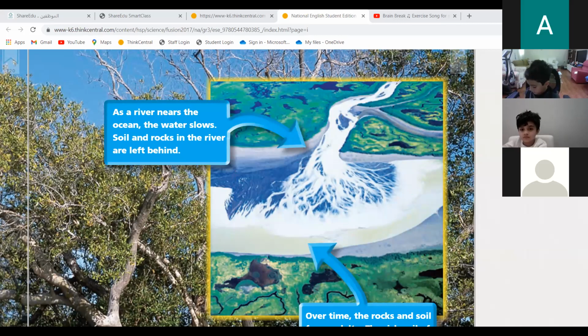So, how does a delta form? First of all, number one, the river meets the ocean. When the river meets the ocean, it carries with it what? Soil and pieces of rocks. When it carries soil and pieces of rocks, they will land where? On a new land. And what do they form? They form a delta. Do you understand with me? Is it clear, boys? Yes.